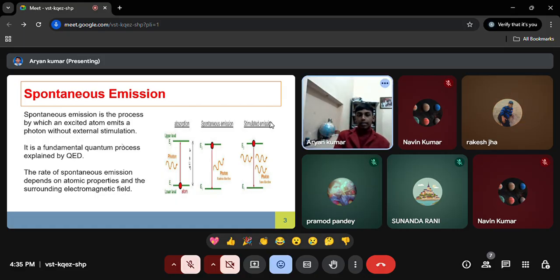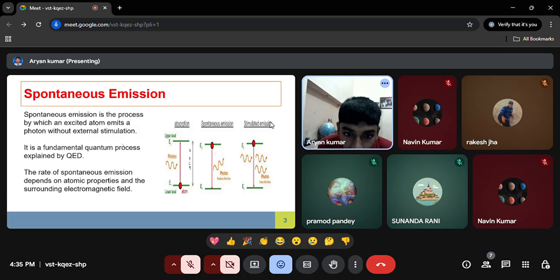Okay, so in this, what happens is that a photon comes, and if it is at the right frequency, it would make the electron go up an orbital, and then it will come down after some time. So this will release a photon of that exact frequency.